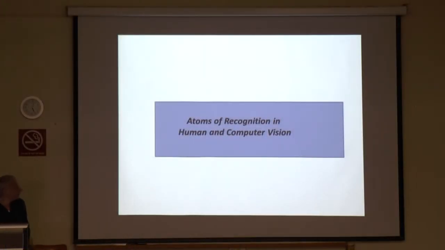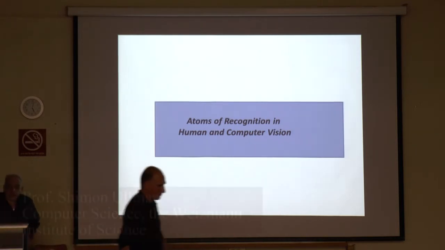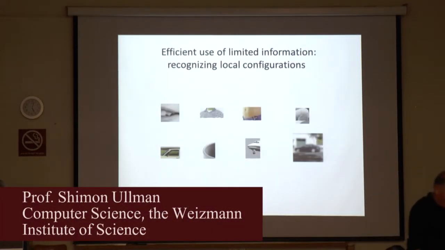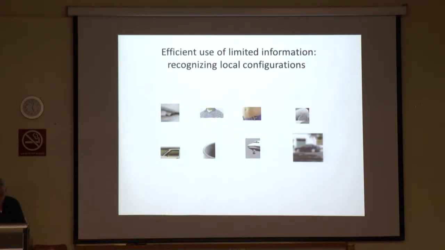Okay, good afternoon. So that's the title of the talk. And in fact, it will not start with computer vision, but with human vision, and then I will go on to make some connections between human vision and computer vision and some theories of recognition. But let me start with the observation when you do visual recognition. In terms of our own visual system, the human visual system is very efficient in using limited information.